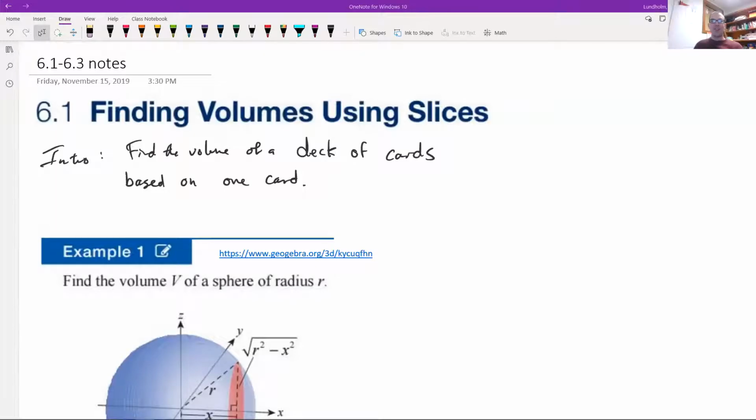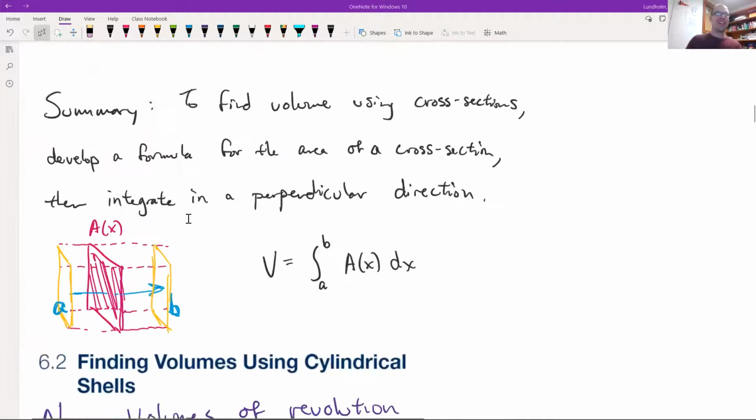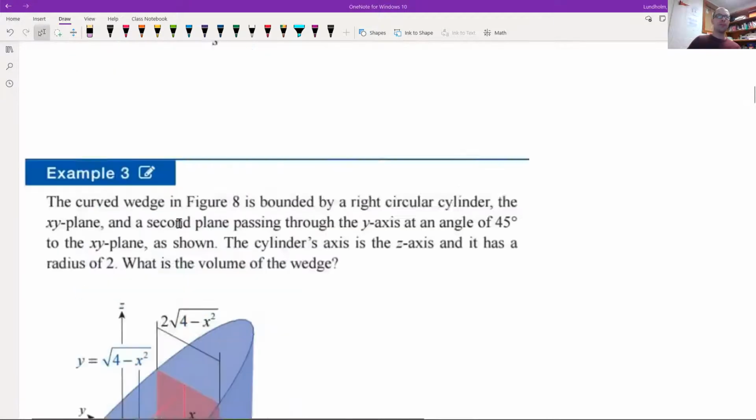Hi, everybody. Well, today we are in chapter 6, and we're moving up in the world. We're actually moving up a dimension. As you can see here, we're going to be working with some three-dimensional objects today, and we're going to find volumes instead of just area.